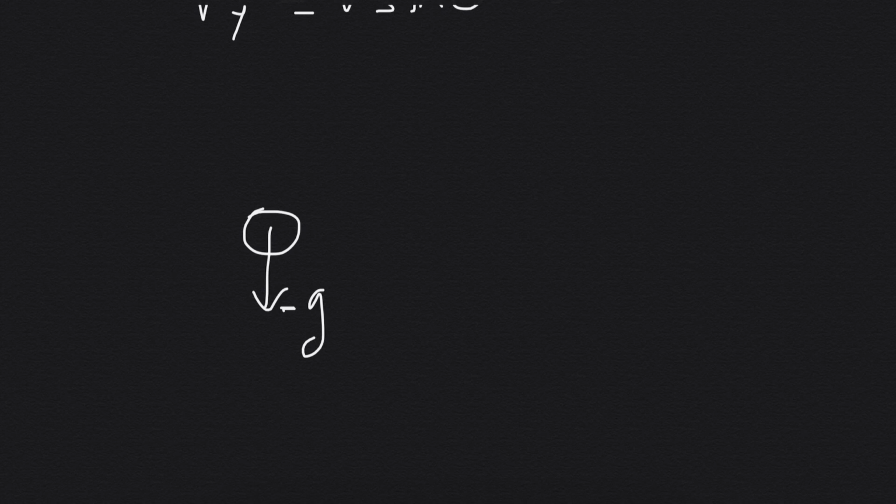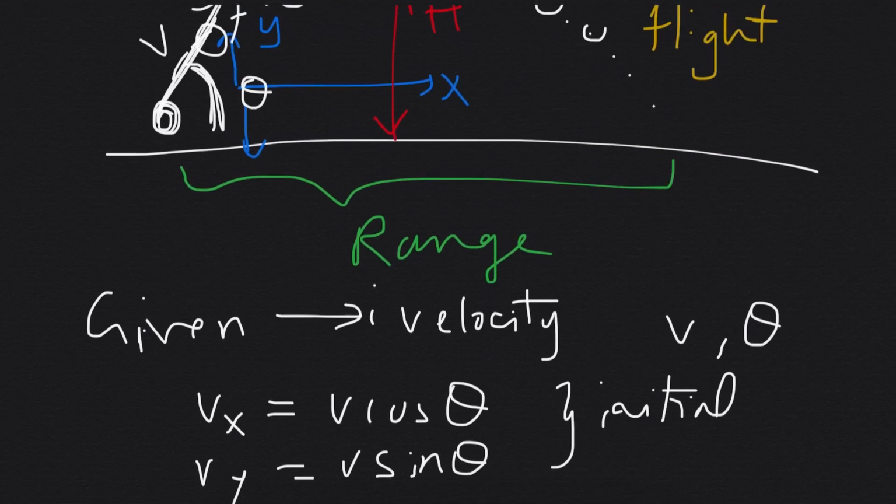Now, gravity is technically acceleration, right? We call it acceleration due to gravity. So gravity is acceleration. Acceleration is a vector quantity. That means it has to have a direction. So what's the direction of acceleration?